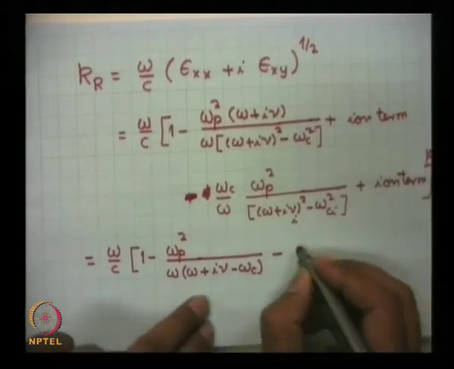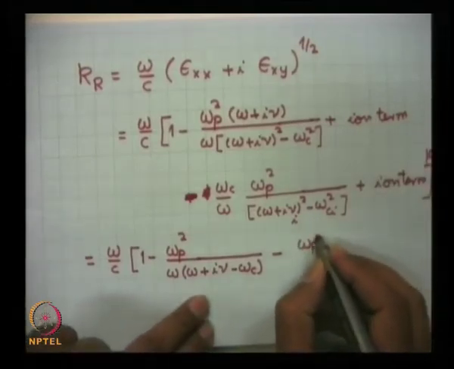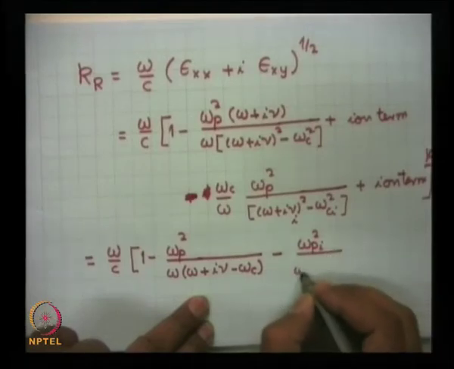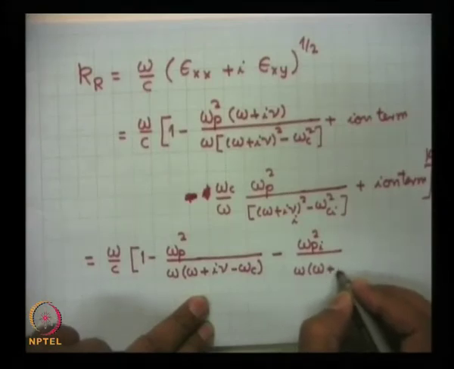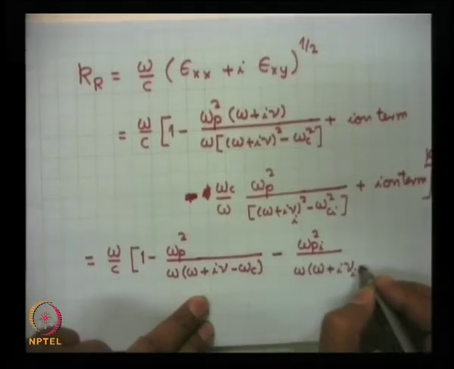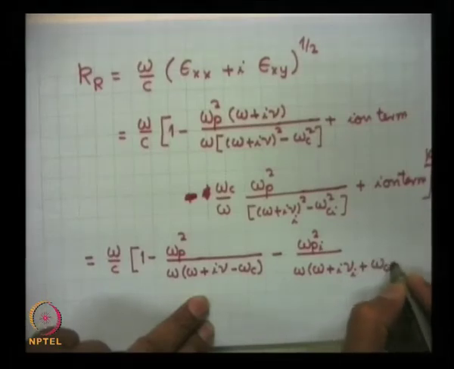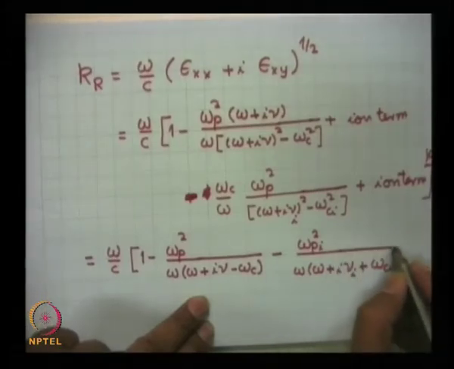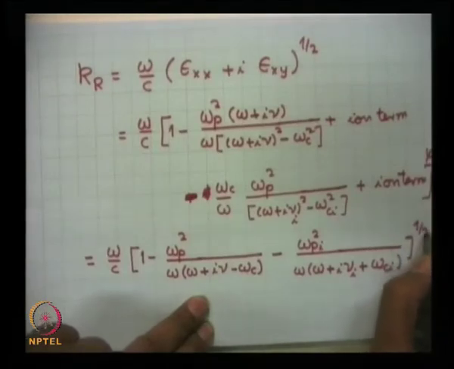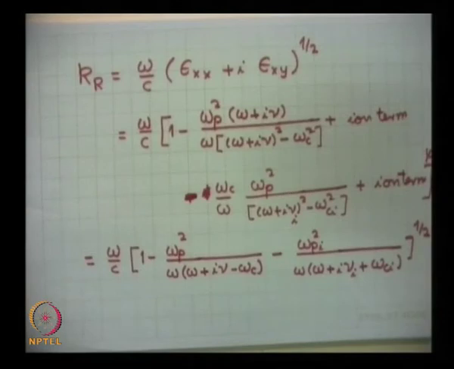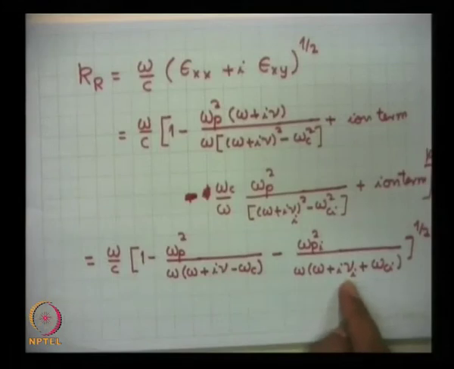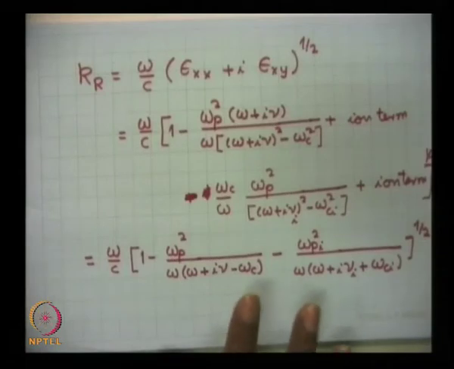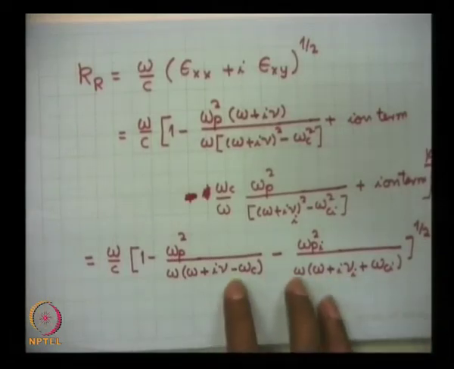Ion terms also combine. They give you omega pi square upon omega plus i times nu i, the ion collision frequency, plus omega ci, the ion cyclotron frequency. Usually the collision frequency is much smaller than omega c in plasmas of interest. Nu i is much smaller than omega ci, so one may ignore it for a while. They are essentially responsible for absorption of waves.